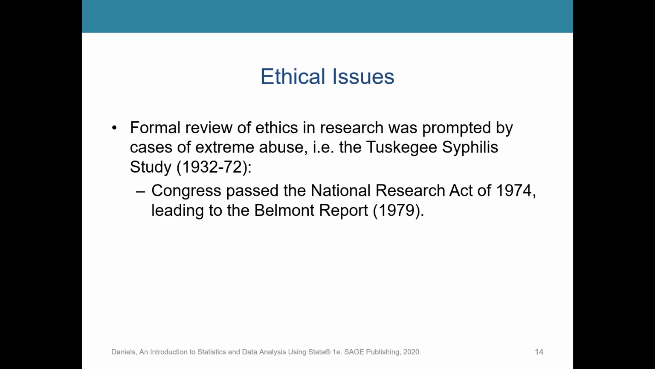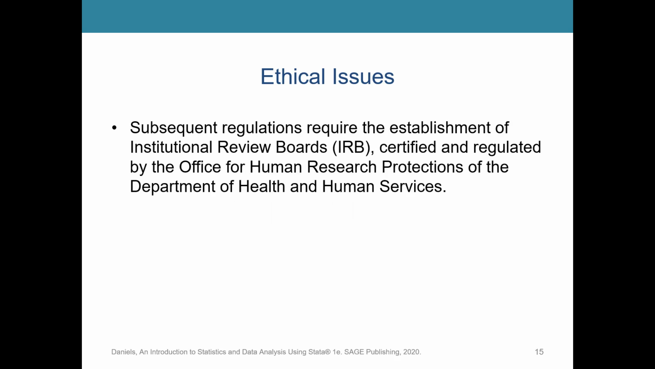In response to these horrible things, like the Tuskegee syphilis study, where the government gave syphilis to black men just to see what would happen and let the disease run its course, in response to these horrible atrocities, Congress passed the National Research Act in 1974, which led to the Belmont Report in 1979. These reports basically led to what's called an Institutional Review Board, an IRB, where you have certified and regulated by the Office of Human Research Protections of the Department of Health and Human Services.